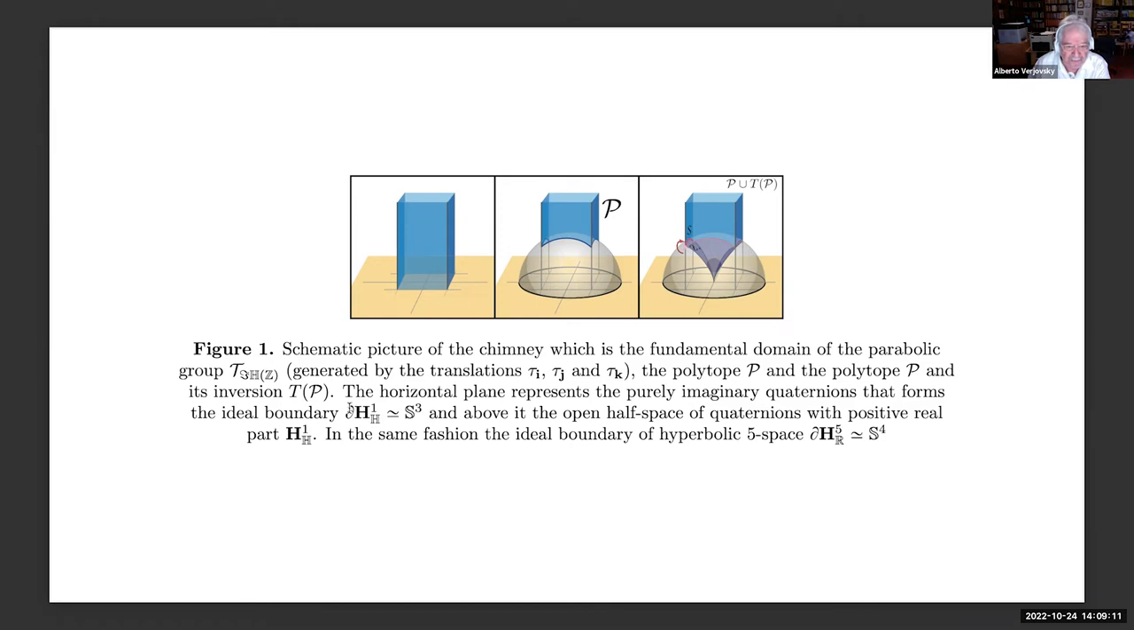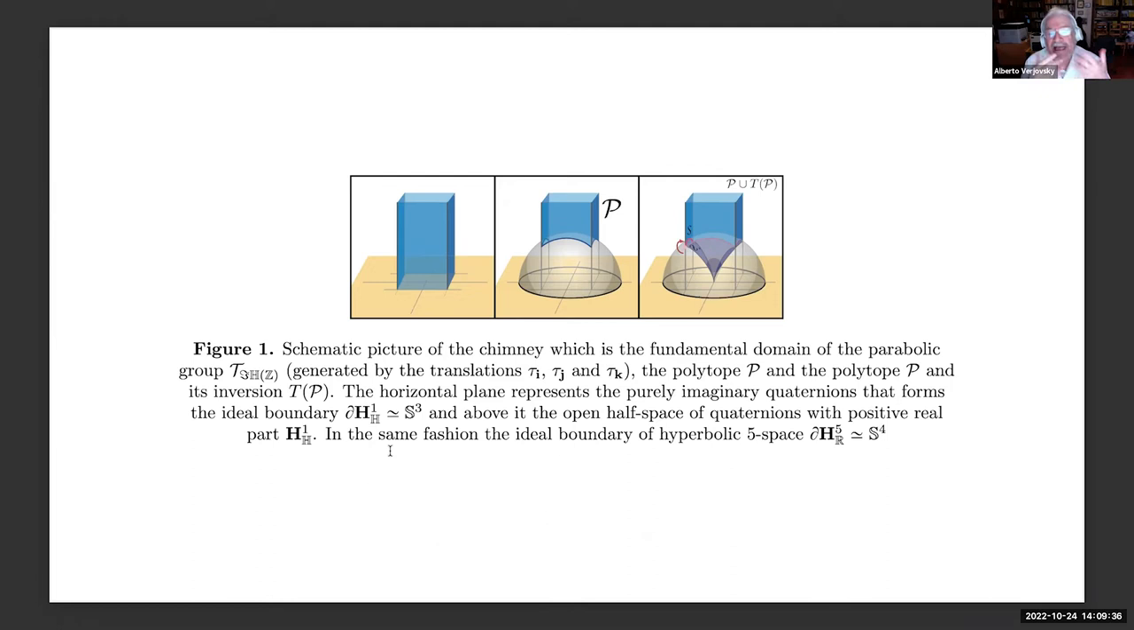If you take the boundary of the hyperbolic space, this notation means the one-dimensional quaternionic hyperbolic space. And this is the following: you take the quaternions, think of them as R^4, and you take the quaternions whose real part is positive.